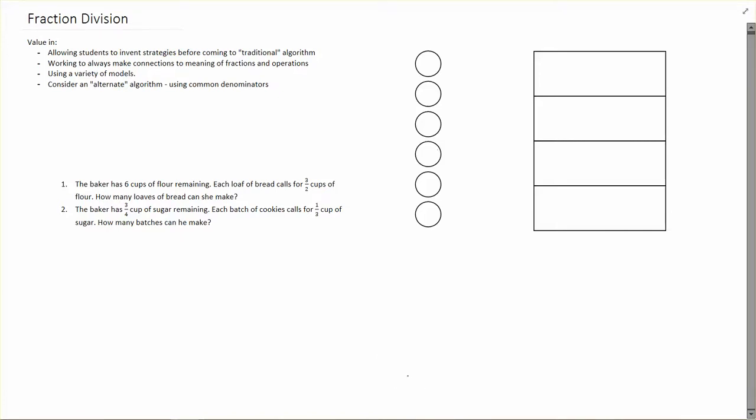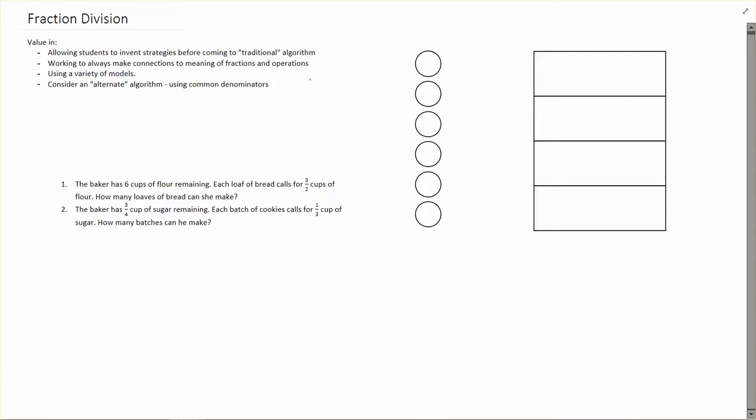Hey everybody, this is Professor Ross here to talk about fraction division and helping students learn to divide fractions. Just as we've seen with a lot of our other computations, there's a lot of value in allowing students to invent strategies before coming to the traditional algorithm for dividing fractions.